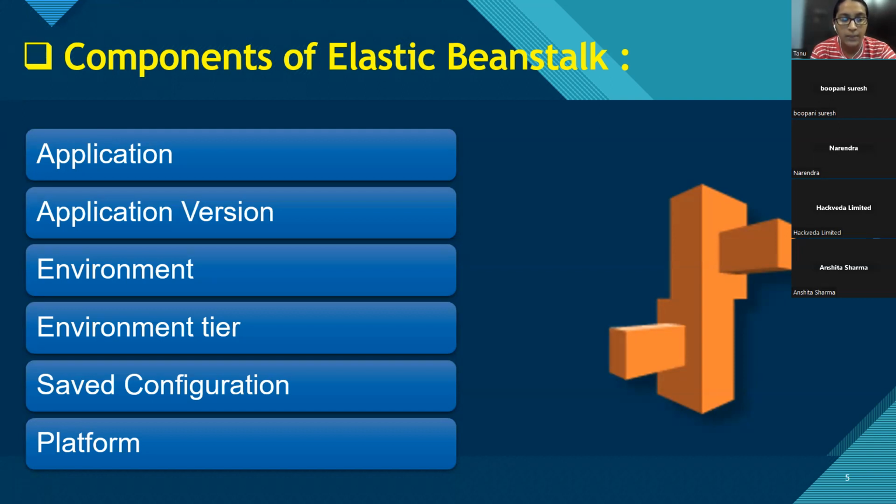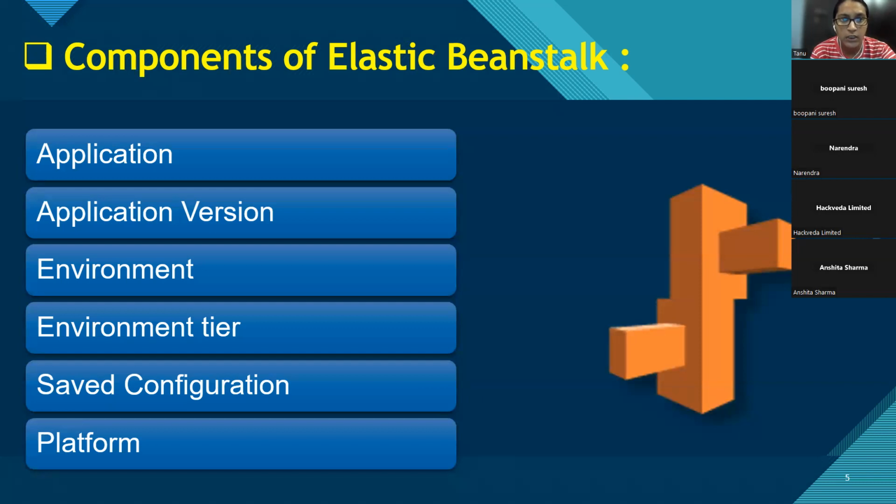So now coming to the saved configuration, this is also a main component of the Elastic Beanstalk environment in Amazon. A saved configuration is a template that we can use as a starting point for creating unique environment configurations. We can also apply them to an environment using the Elastic Beanstalk console, the command line interface, or the API.